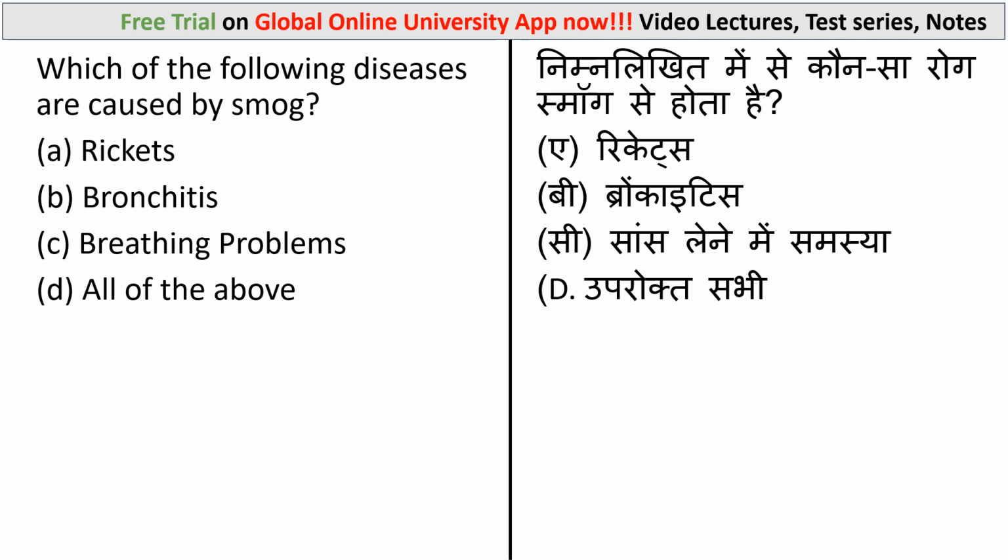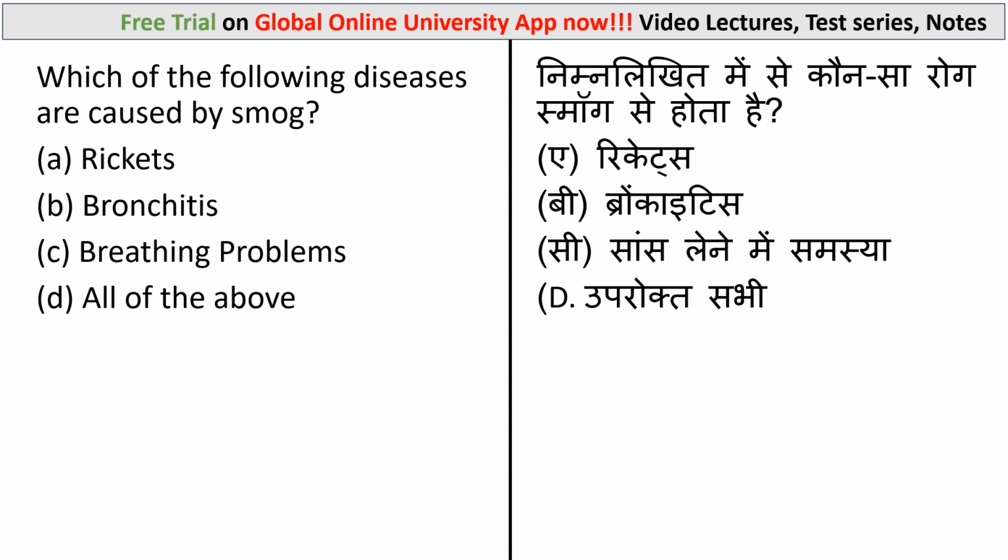And the last option is all of the above. For this question, the correct answer is option D, all of the above. The diseases caused by smog are rickets, bronchitis and also breathing problems.